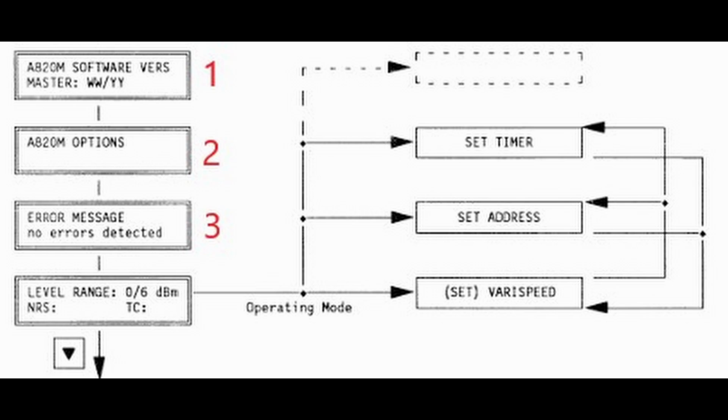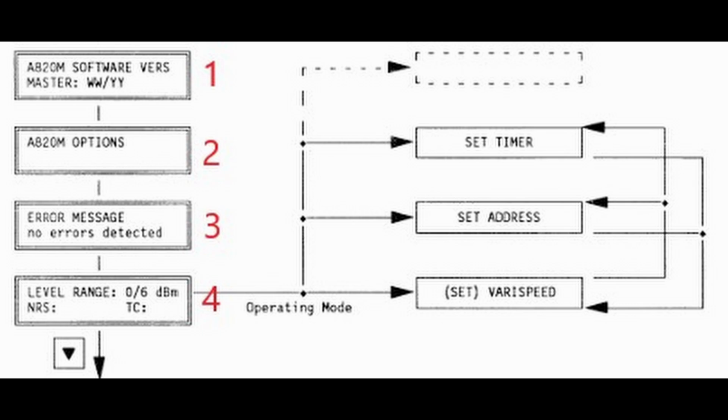And so the third window will come up, and it will detect any error messages that are on there. You will have to actually scroll through them with the cursors. If there's no errors detected, which you hope there isn't, it will say no errors detected, just like it says on there. And then the last window that will show up will be the actual operating mode menu, let's call it. So that's the level range of what the machine's running at. If you have noise reduction, it'll either say none or Dolby SR, Dolby A, and if you have time code, that would show up in there too. This is the operating mode.